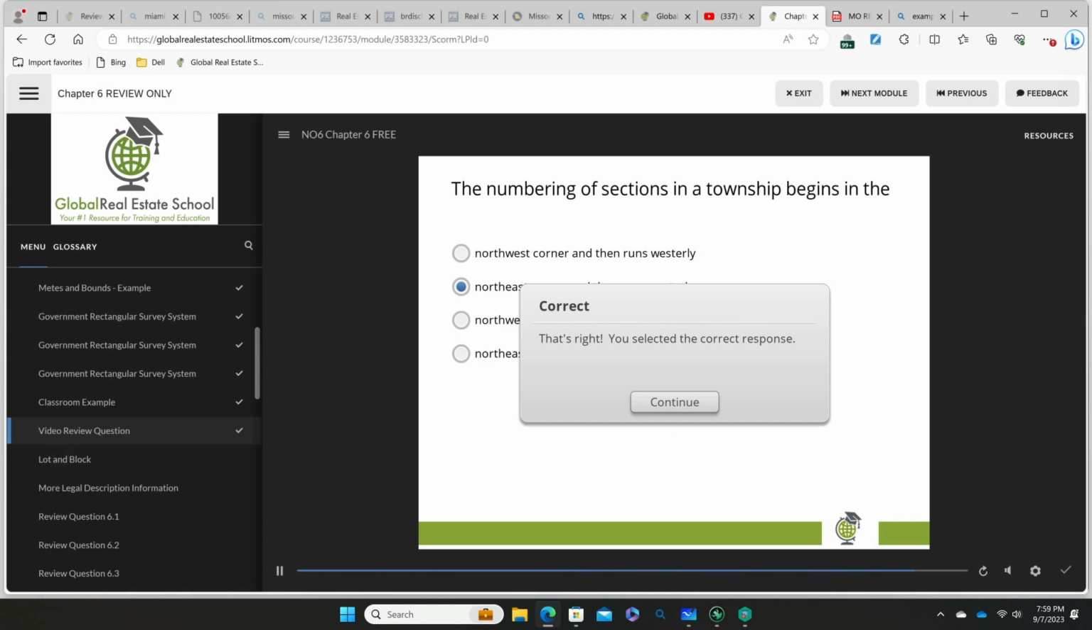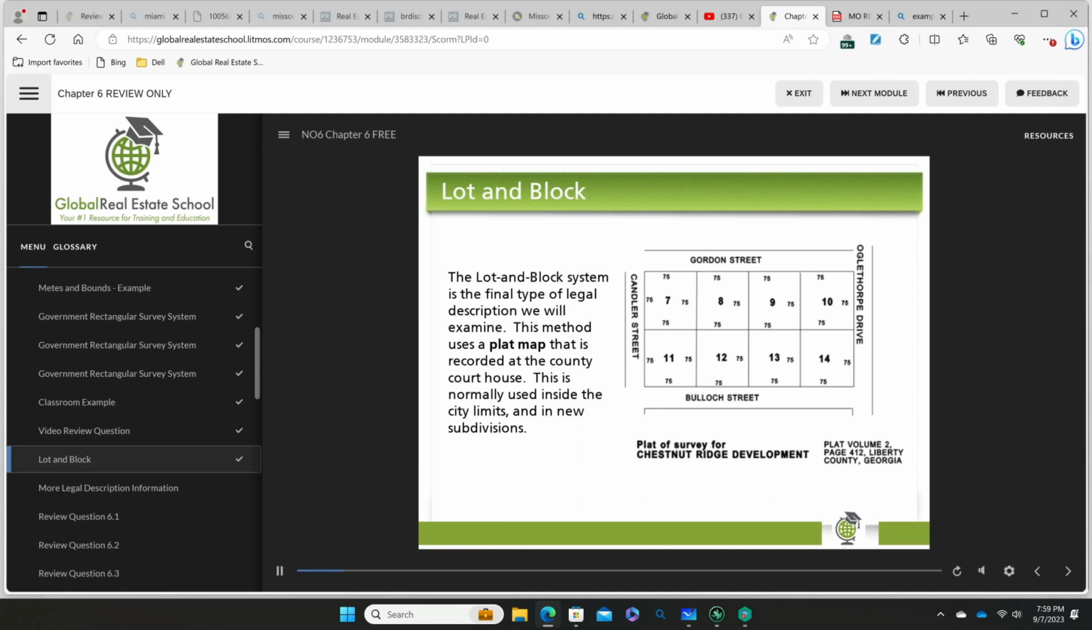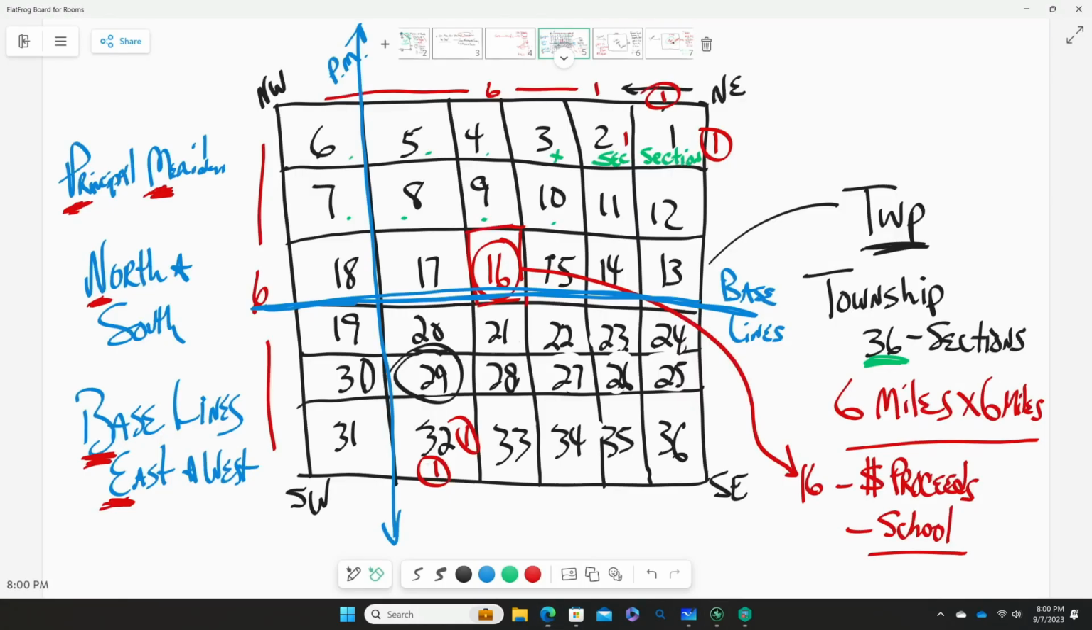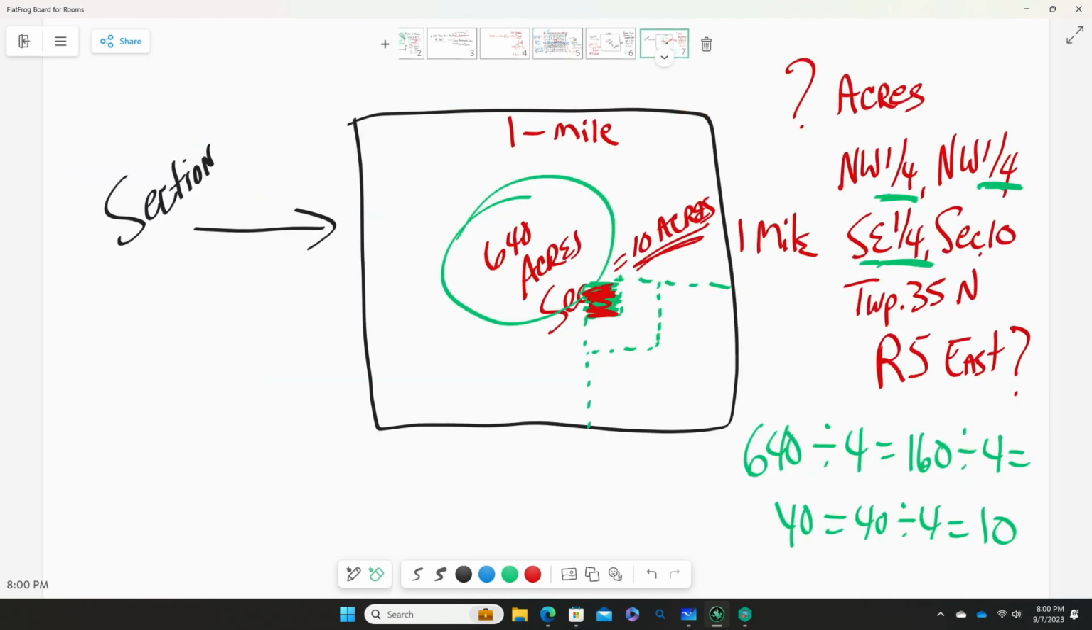Now, the last legal description we're going to look at is really the lot and block system. It uses the plat map that is recorded. That's very important. You can see it here in the county courthouse. This is usually used inside the city limits. It could be used in a subdivision outside the city limits. But it's going to use a plat, and it would be something with the lot and block. I'm going to come over here to 7 and we'll open a new page.